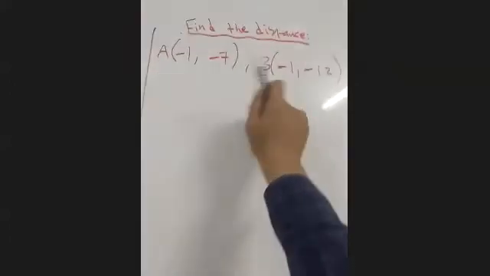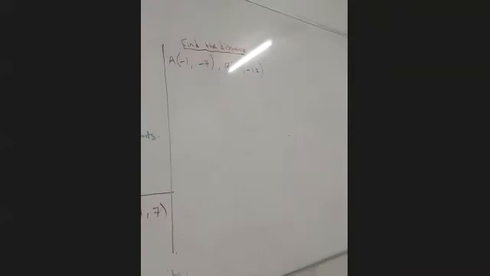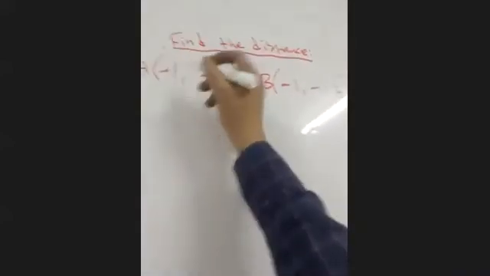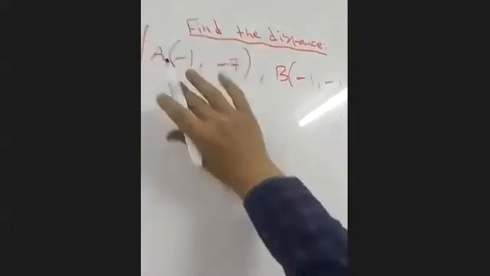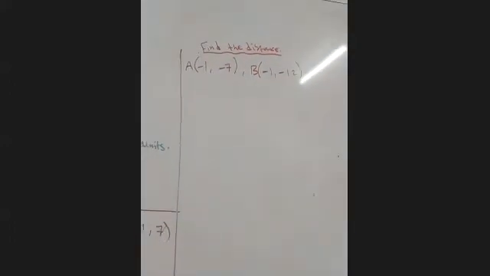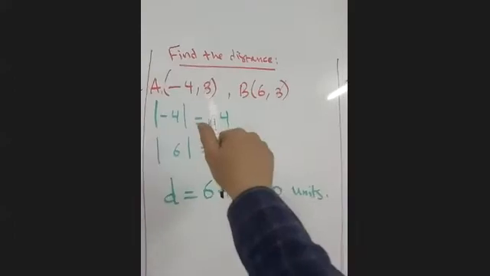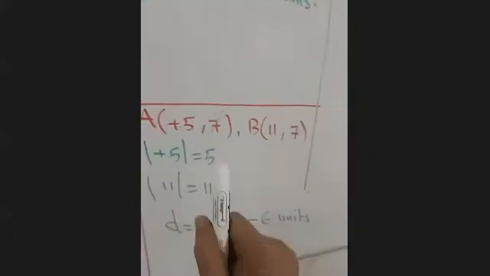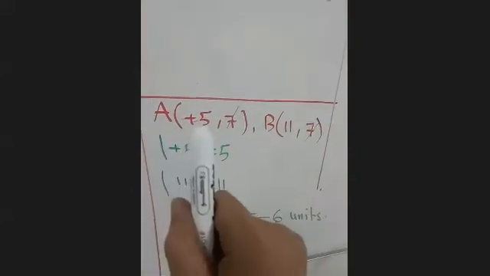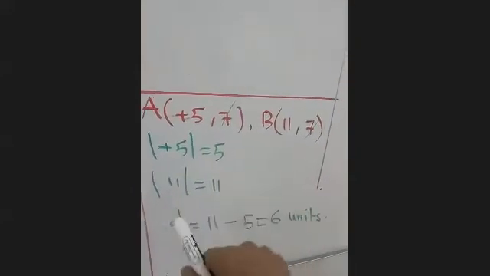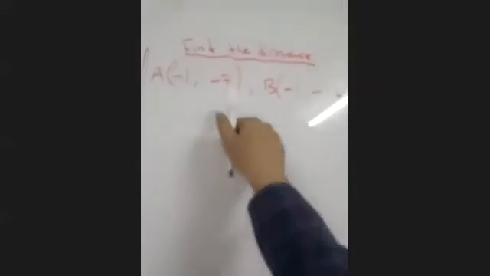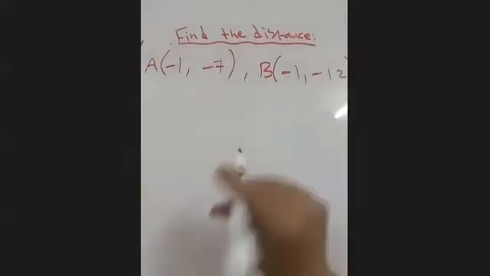Ignore -1 and -1. So the similar numbers, we ignore them, guys. Like here, we ignored the 3 and the 3. We worked on -4 and 6. Here we ignored 7 with 7. We worked on +5 and +11. Here also we'll ignore -1 and -1. We will work on -7 and -12.